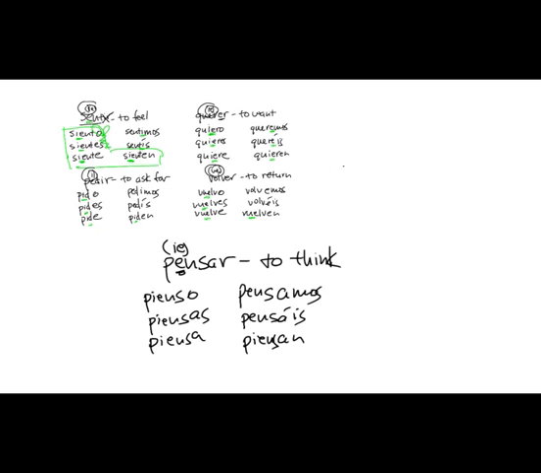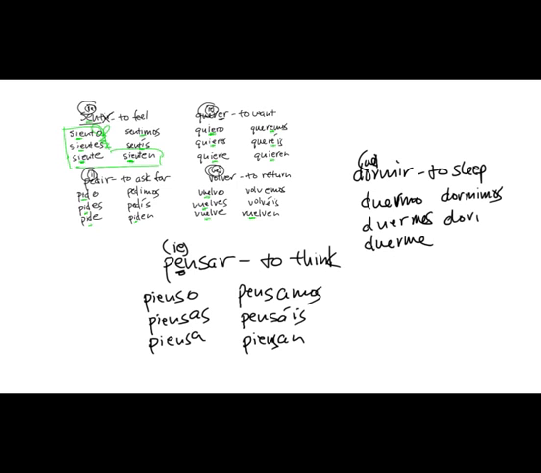Try another one. How about dormir? That's a good one. To sleep. O to UE. What do you think we're going to get? IR endings. It's going to be duermo, duermes. These are R's there, sometimes they look like V's. Duerme, dormimos, dormís, duermen.